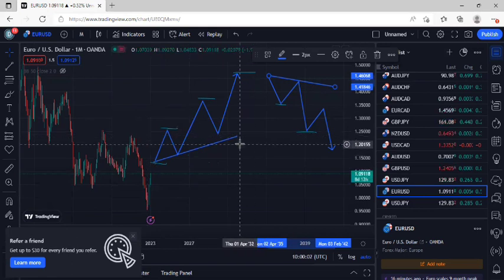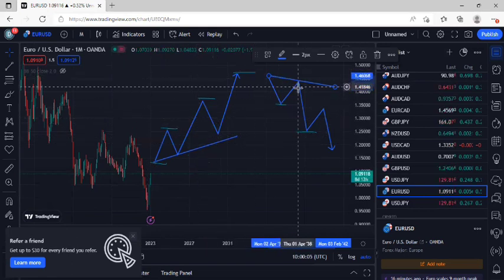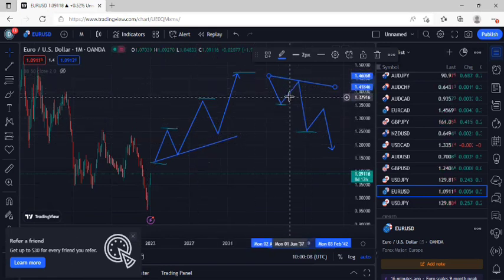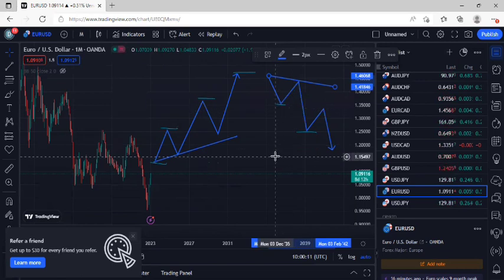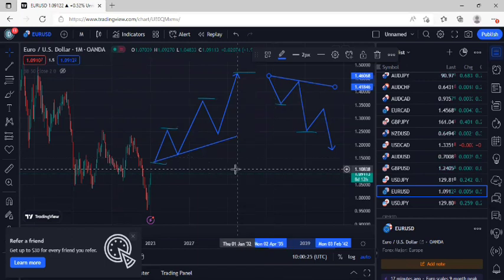And when you have an uptrend, what do you do? You buy. When you have a downtrend, what do you do? You sell. So that is the first thing you need to understand as a forex trader before you can click whether you buy or sell. You need to know the direction of the market first. And with the help of the market structure, you are able to know the direction of the market.